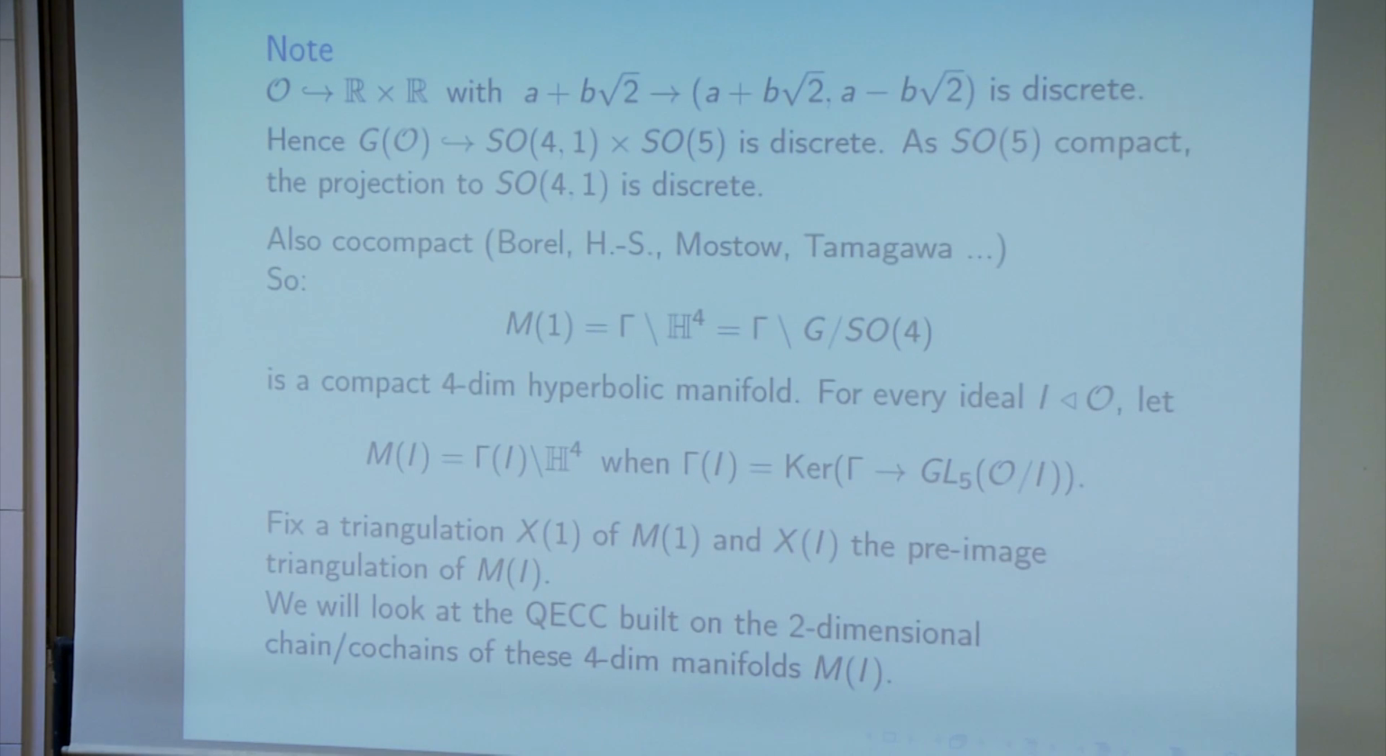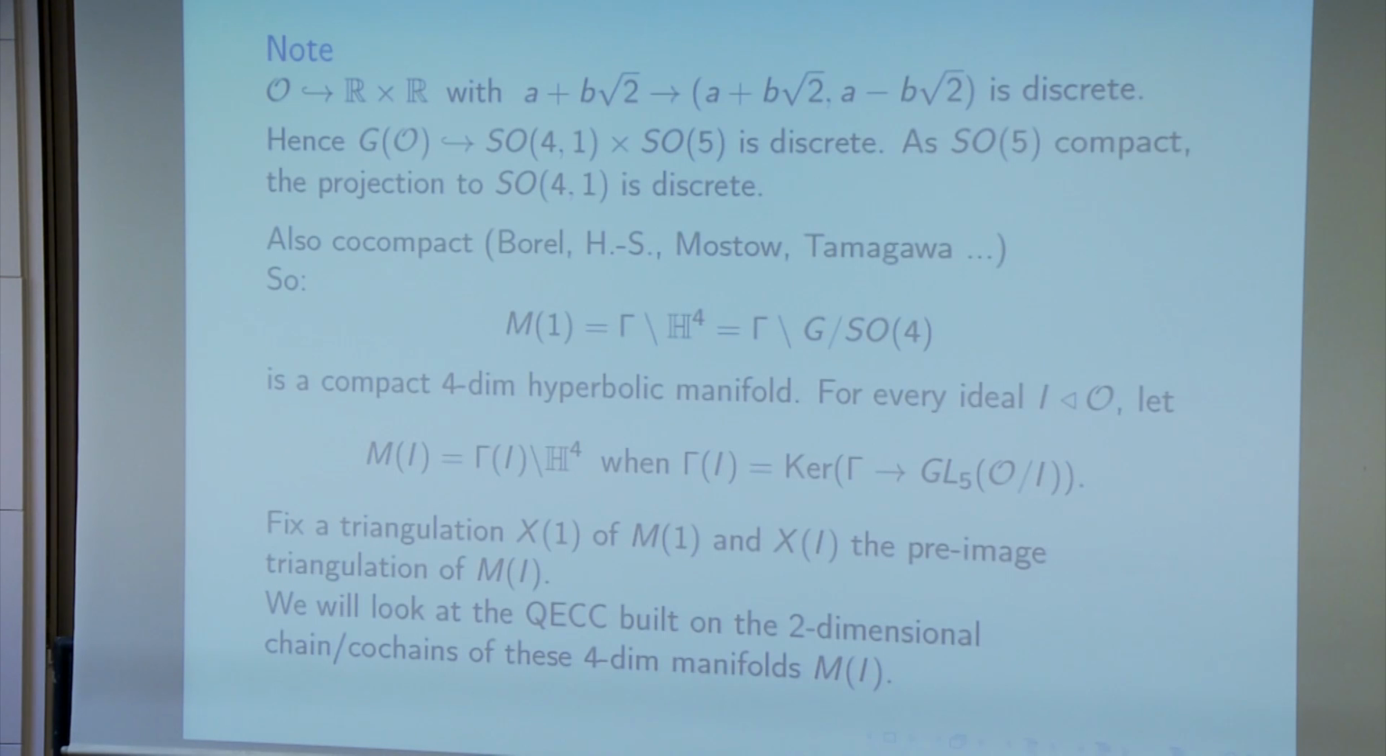because if we take the Galois twist, taking square root of 2 to minus square root of 2, then the quadratic form becomes definite, and we get SO(5), which is a compact group, and therefore the projection is discrete. And by the classical results of Borel, Harish-Chandra, Mostow, Margulis, everyone contributed something to this, we get a co-compact lattice, and therefore we get a compact four-dimensional hyperbolic manifold.